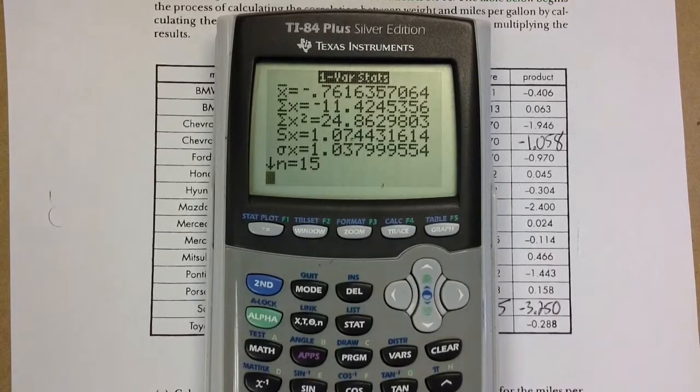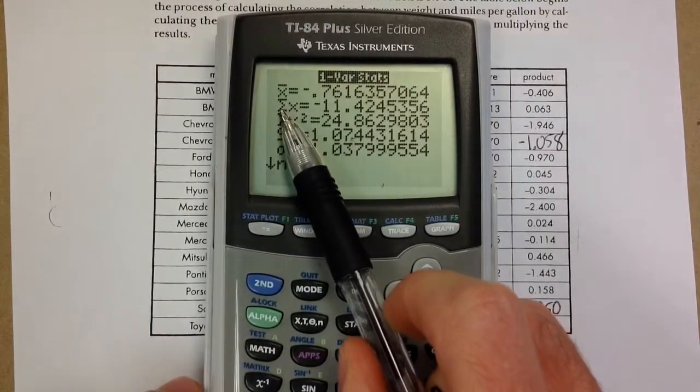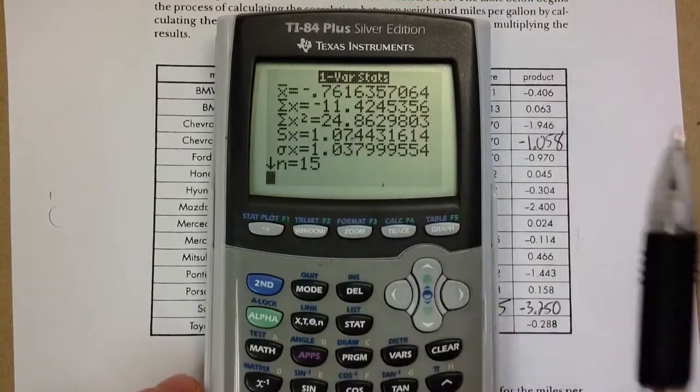And which one is it, Krishna? Just tell me on my screen. It would be like negative 11. Yep. Okay. Capital Greek S stands for sum. So the sum of the products is negative 11.4.